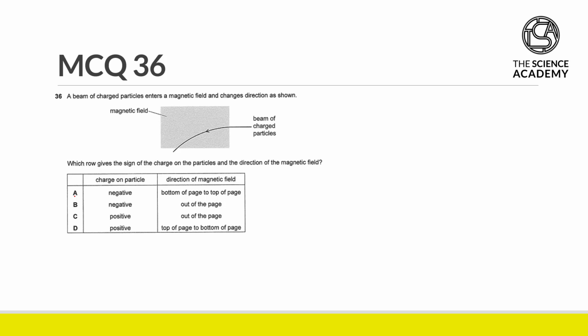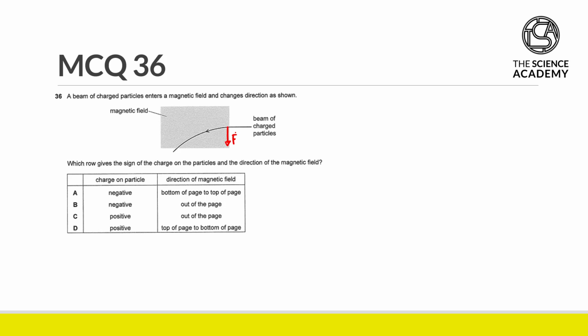For question 36, we have a beam of charged particles which is entering a magnetic field and changes direction as shown. So we have the beam of charged particles where the force is pointing downwards, obviously since it's deflecting downwards. Now, which row gives the sign of the charge on the particles and the direction of the magnetic field?